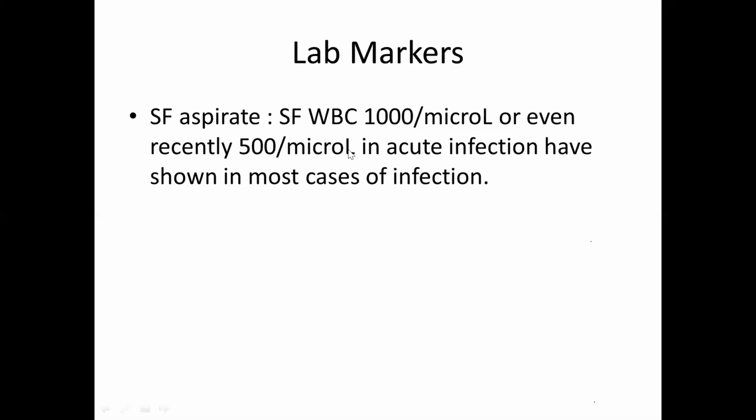Here, we have seen in the criteria, in the acute, more than 1,000 neutrophils per microliter, or even more recently, in 2017, 500 per microliter was suggested in acute infection, and it has been shown in most cases of infected joints.